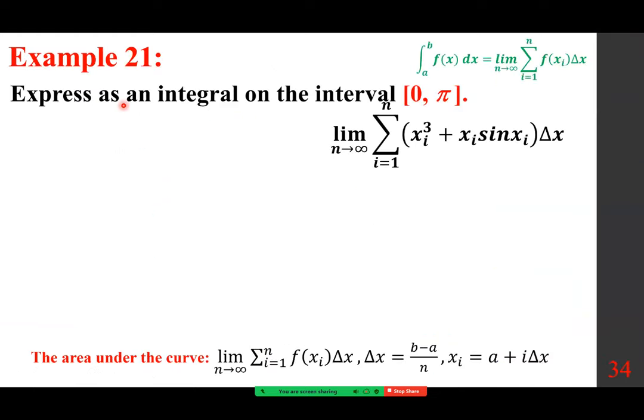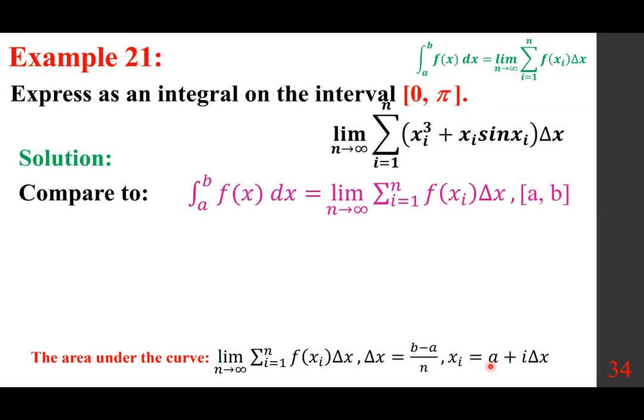You want to express this expression as an integral on the interval of 0 to pi. Recall, we are saying the integral of f of x dx as it goes from a to b is the limit of this Riemann sum as n goes to infinity. So that represents the area under the curve as long as it's non-negative and it's continuous.